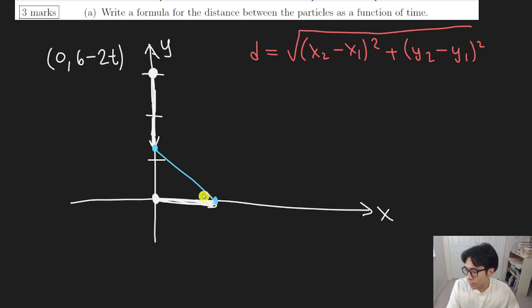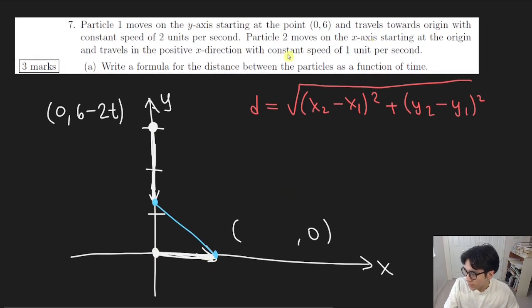Now for the second particle, it's kind of the reverse. Its y coordinate is always 0, but its x coordinate is increasing. It starts at 0, and it increases by 1 each second because it has a constant speed of 1 unit per second. So that means it's going to be 1t + 0, in other words, just t. After 1 second, it'll be 1 unit across. After 2 seconds, it'll be 2 units, and so on. Whereas for the first one, at 0 it starts at 6. After 1, it'll be down at 4, then down at 2, and 0, and so on. Okay, so this is what we have.